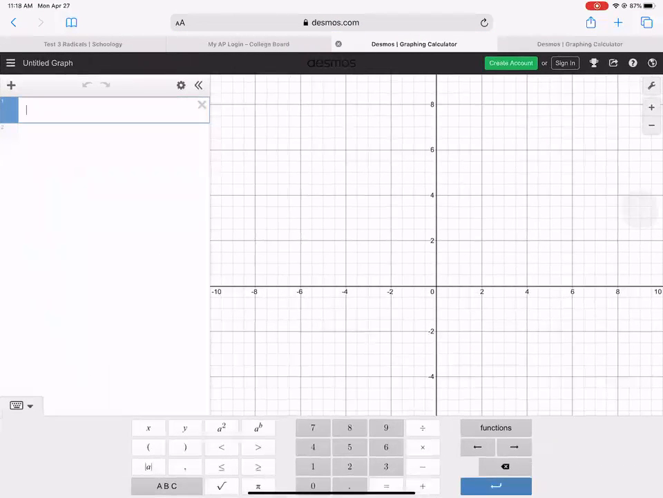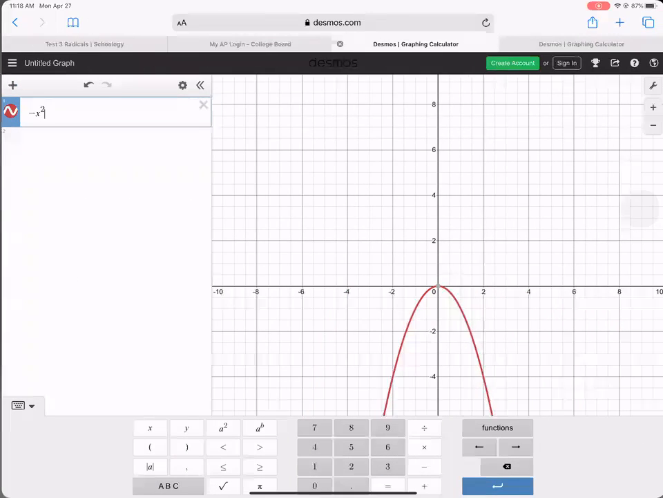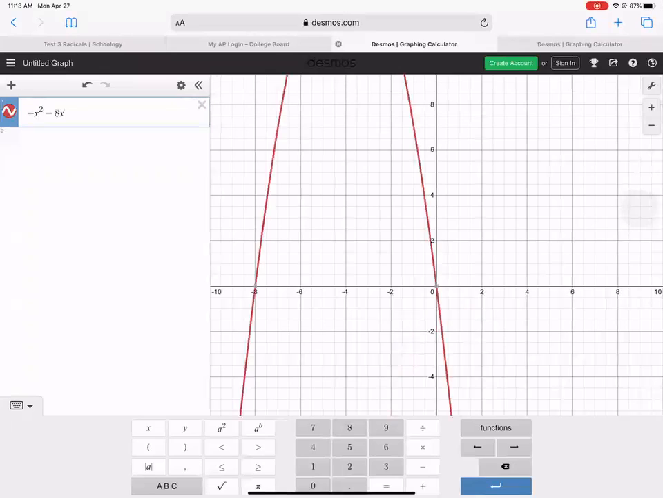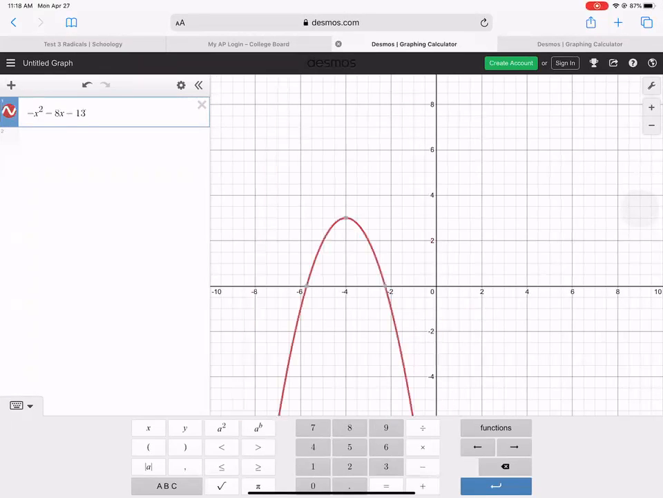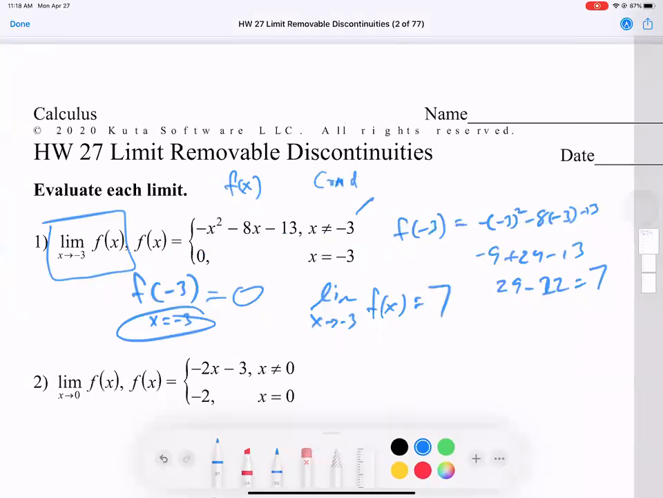If I plug in the function negative x squared minus 8x minus 13. What does the graph look like at negative 3, did I copy right? Negative x squared minus 8x minus 13. Oh, that's a 24, I'm sorry, this is 24. 24 minus 22 is 2. Sorry, it's 2.